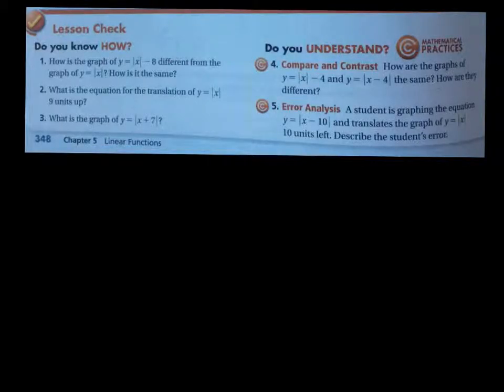Now I want you to check your understanding and see how much of this you're getting and if you're struggling with things. So go ahead and do the lesson check on page 348 and just hit pause on the video, and then when you're done, come back and hit play.